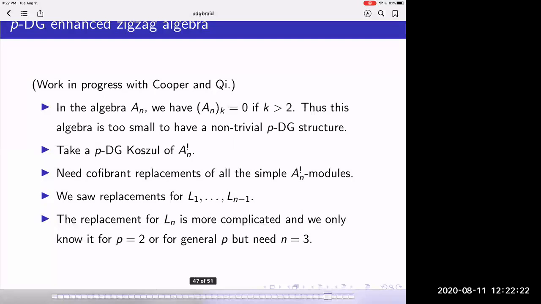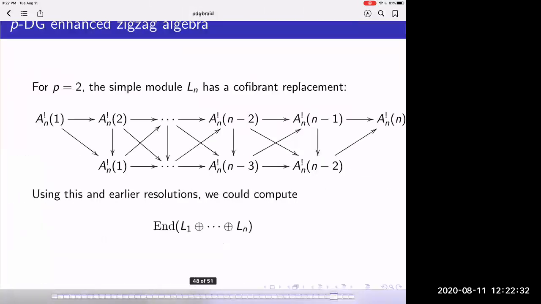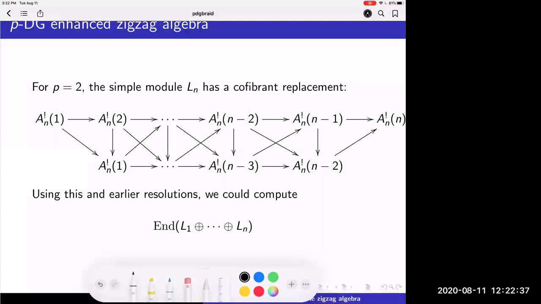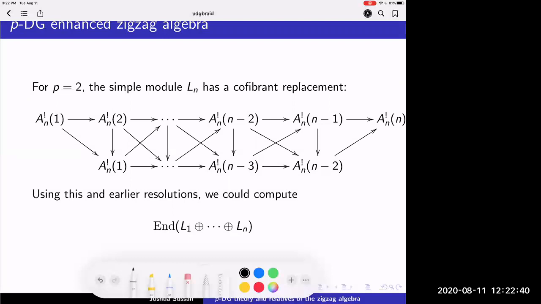It's a little more complicated, and at the moment we only know it for P equal to 2 in general N, or general P, but we need to restrict to N equal to 3. So it's a little interesting. What does it look like? Without the P differential, the projective resolution of Ln just has this circled part here. To get an actual Pdg resolution, you have to throw in all of these other modules. They cancel out in the Grothendieck group, but they're necessary to construct a cofibrant replacement.